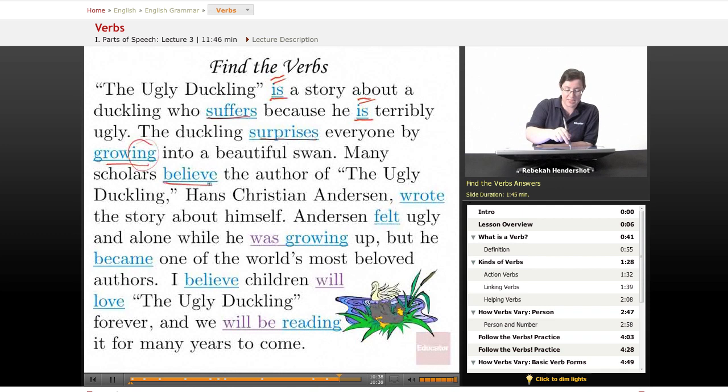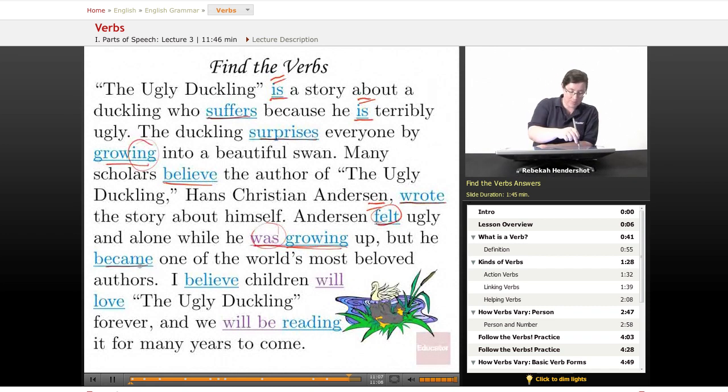Many scholars believe, third person singular, present tense, action verb. The author of The Ugly Duckling, Hans Christian Andersen, wrote, here we have third person singular past tense, and it's an irregular verb, which will be covered in a later lesson, the story about himself. Andersen felt, another irregular verb, and linking, ugly and alone while he was growing. Okay, here we have the helping verb was and the action verb grow in its present participle form, growing.